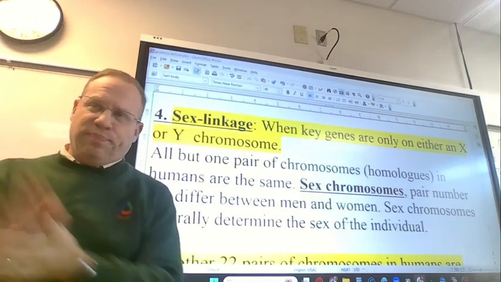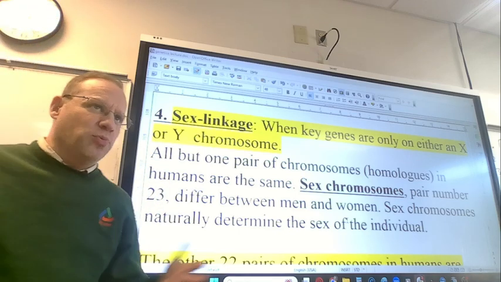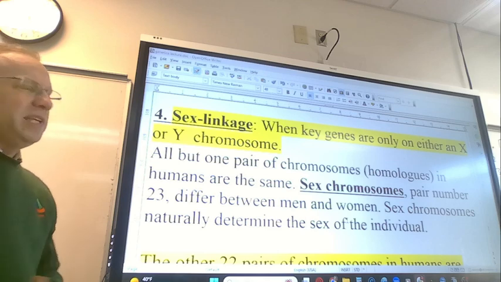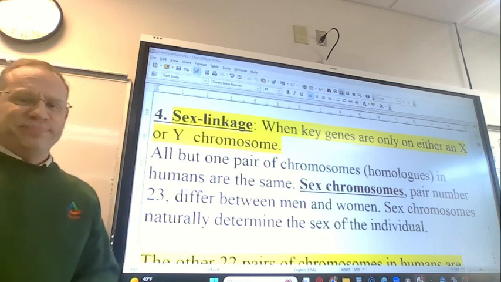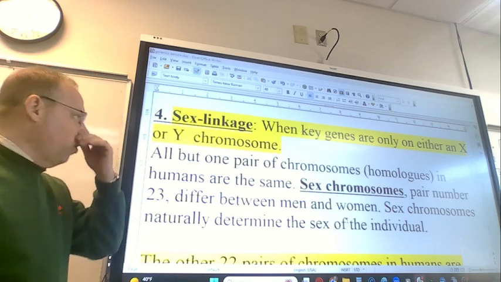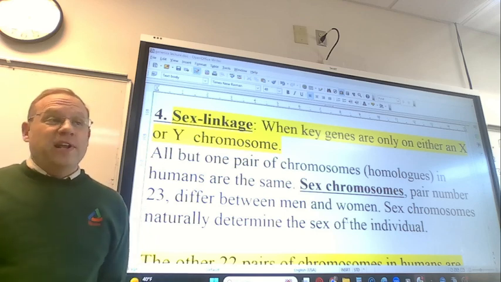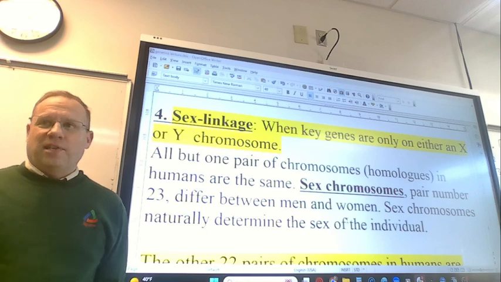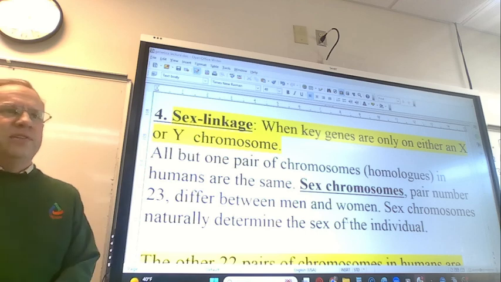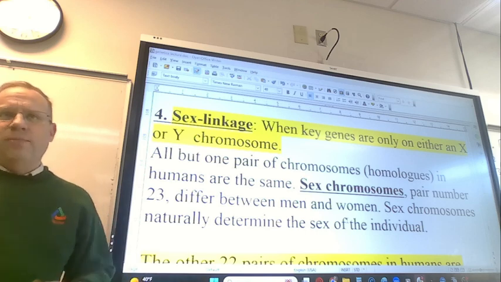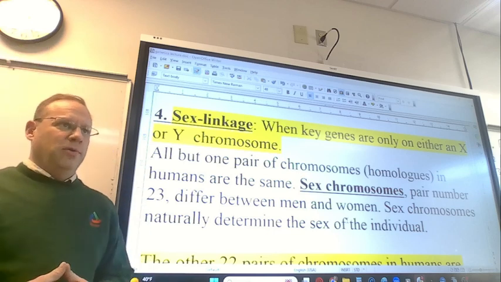Here's the beginning. Sex linkage. This is the last exception to Mendel's laws of dominance and recessiveness. Sex linkage is when key genes are only on either an X or a Y chromosome. This was really easy to identify when people were looking at genetics early on. They would realize, oh, only men get this disease, or only women have this disease. Why doesn't the other sex have it? Because the actual gene is on the X or the Y chromosome.